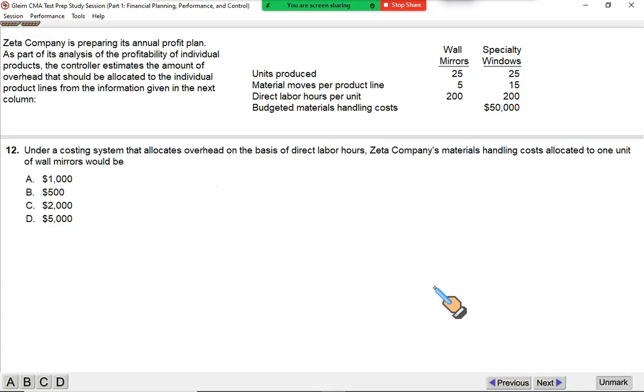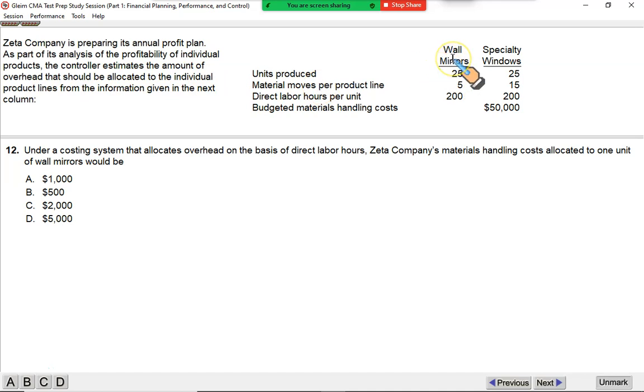Let's take this example. Let us do this question using both approaches, first with the traditional system and then with the activity-based costing system. Zeta Company is preparing an annual profit plan as a part of its analysis of the profitability of individual products. The controller estimates the amount of overhead that should be allocated to the individual product line from the information given in the next column.